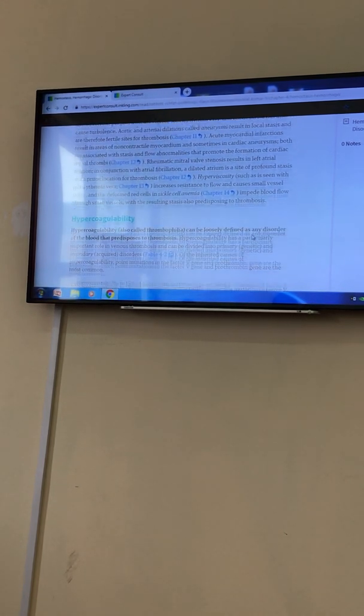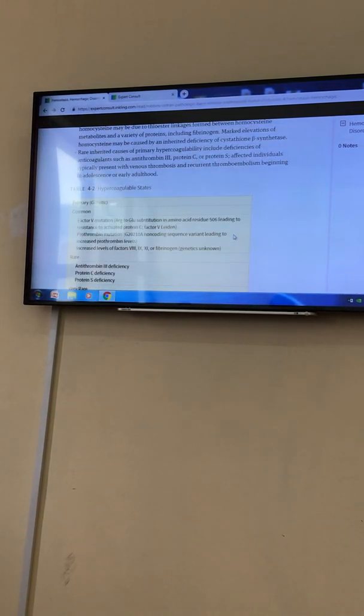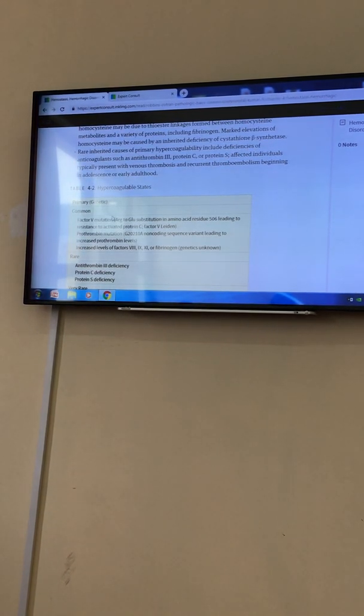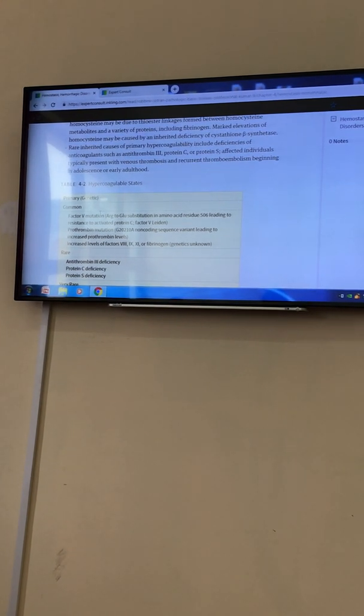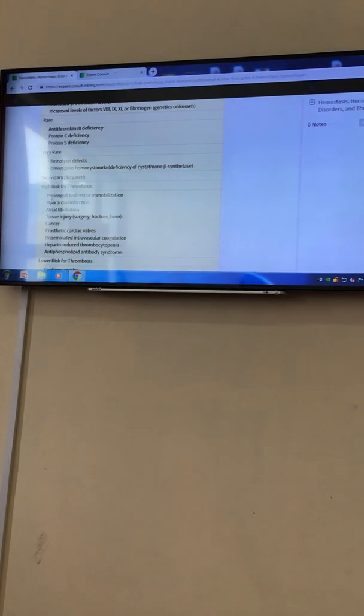Hypercoagulability, I explained some causes. And this factor V mutation, which is called Leiden mutation, is the most common cause of heritable hypercoagulability state.